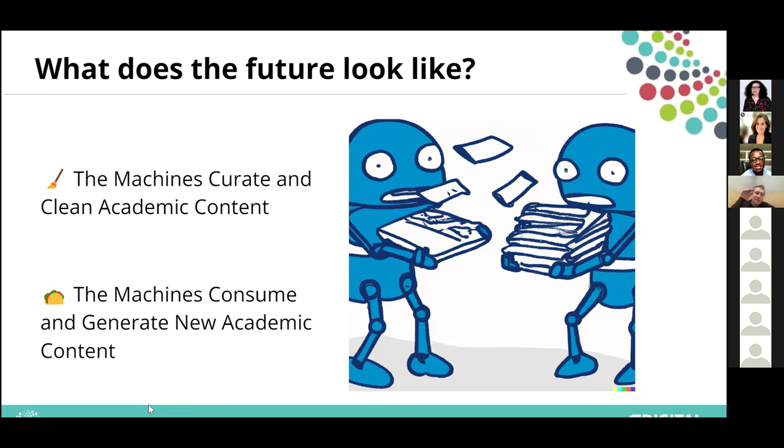So I think we need to use the machines to help us curate and clean the academic content before we start relying on the new information. So I just wanted to leave that as a thought point. I think Africa has a great opportunity to build on top of the data that they are generating from within your universities, from within your institutions. And I think it's always good to leave food for thought. So that's everything from us. Thank you, Harold.